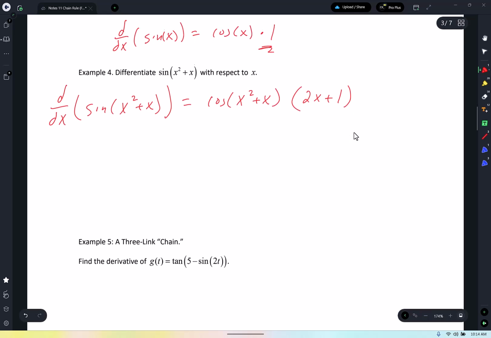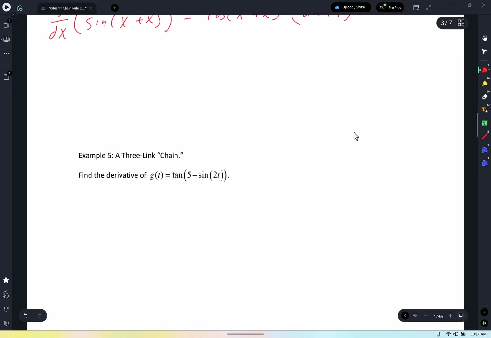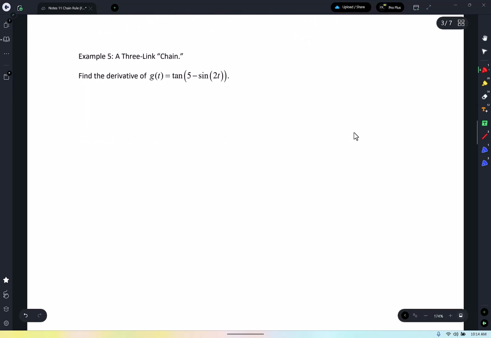All right, here we go. We got our first 3-link chain. Don't worry, we're going to go slow. You work your way outside towards the in. So I'm going to write g prime. What is the derivative of tan?